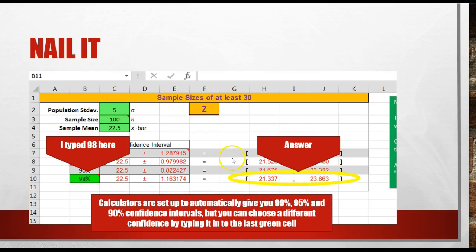I set these calculators up to automatically give you 99%, 95%, and 90% confidence intervals. But you can choose a different confidence right there.